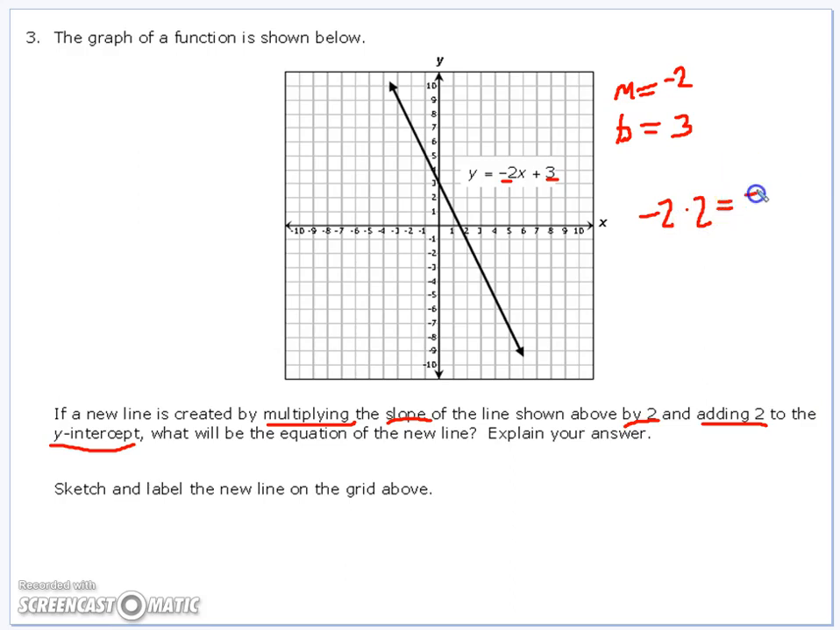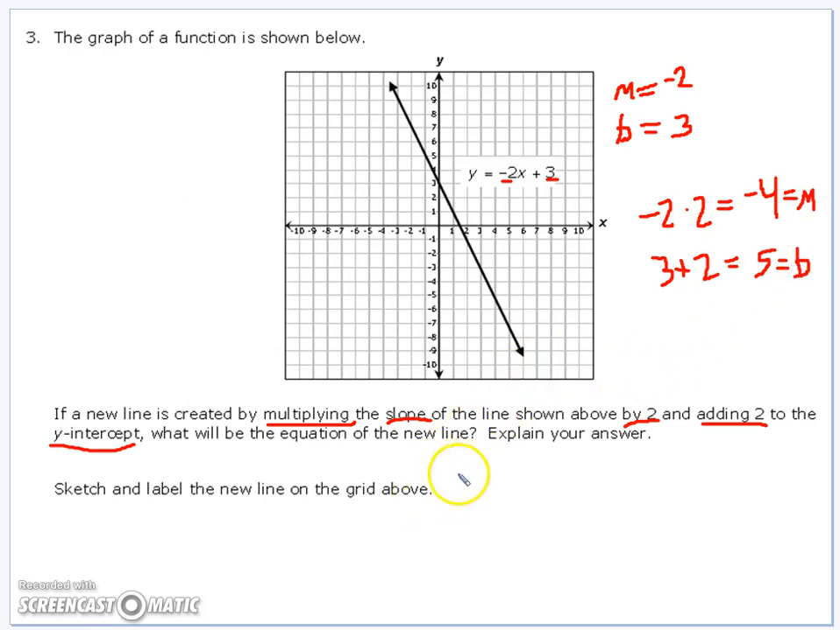Negative times positive is negative, and 2 times 2 is 4. So our new slope, or for our new equation, is going to be negative 4. And then he wants to add 2 to the y-intercept. Well, the y-intercept was 3. So if we add 2 to that, we get our new y-intercept of 5.